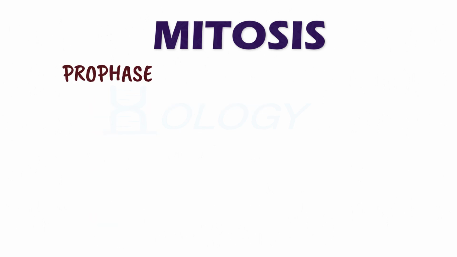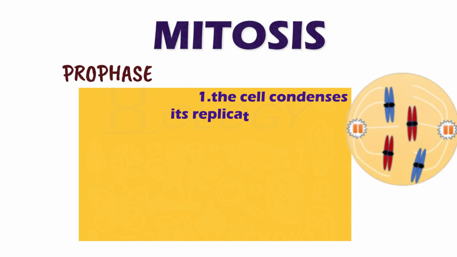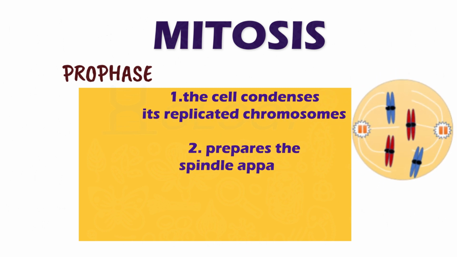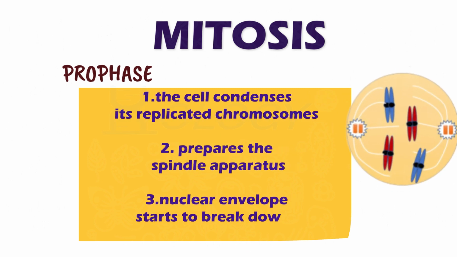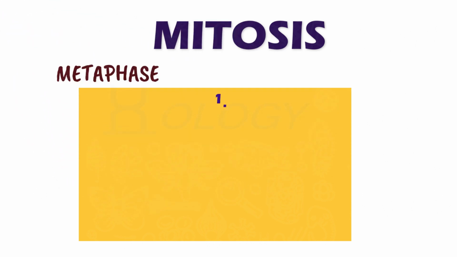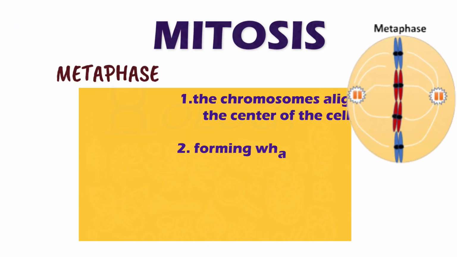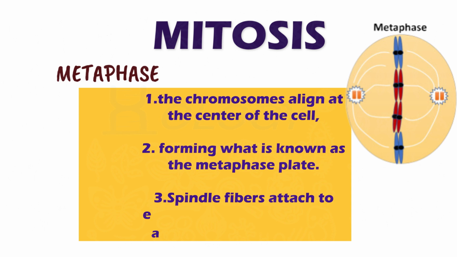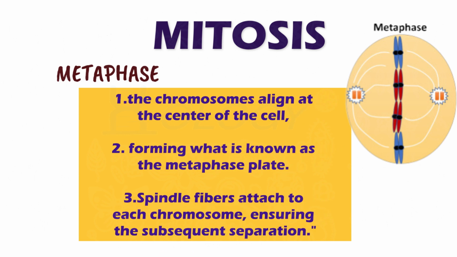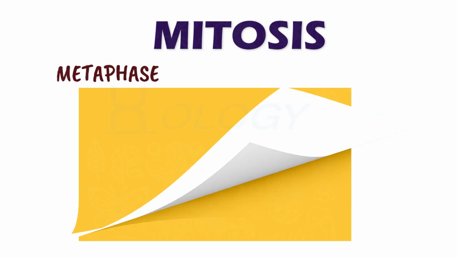During prophase, the cell condenses its replicated chromosomes, prepares the spindle apparatus, and the nuclear envelope starts to break down. In metaphase, the chromosomes align at the center of the cell, forming what is known as the metaphase plate. Spindle fibers attach to each chromosome, ensuring the subsequent separation.